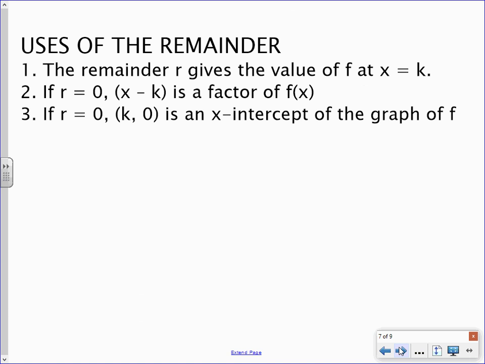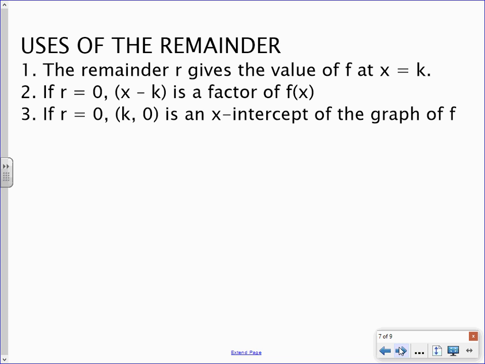Okay, here's a little review of what we can do with the remainder. The first thing we can do with the remainder is find a function value. It is useful, but probably not as useful as the other ones. If our remainder is 0, then we know x minus k is a factor. And we know that if the remainder is 0, then we have a zero, so we have an x-intercept. Those are three things that we've talked about. I just put them all together on one slide.